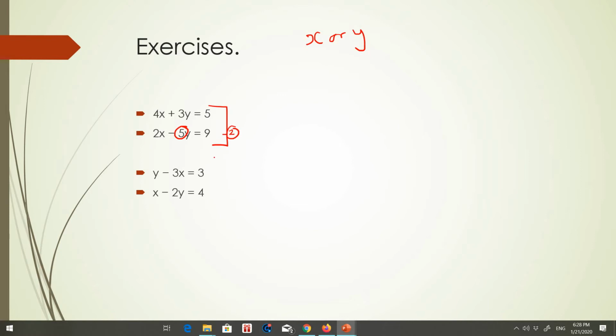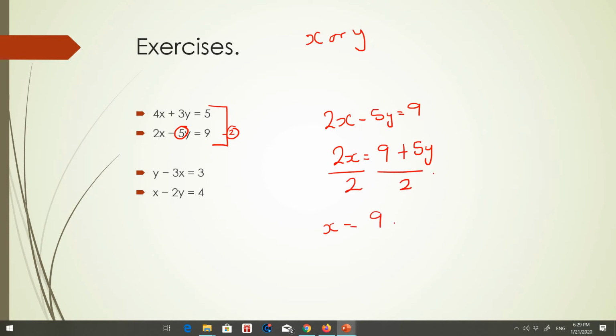I would like to make x the subject of my equation. So I have 2x minus 5y equals 9. I can take this and say 2x equals 9, the minus changes to plus 5y. And since x still has a coefficient, I have to divide both sides by 2. So I have x equals 9 plus 5y over 2.